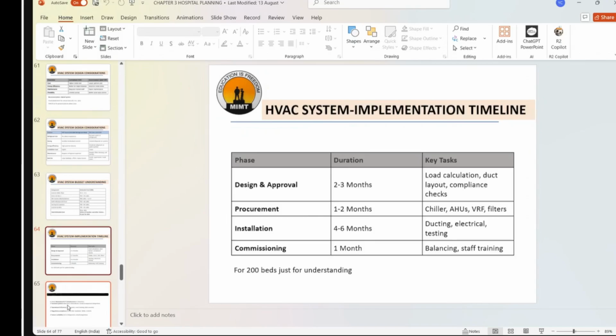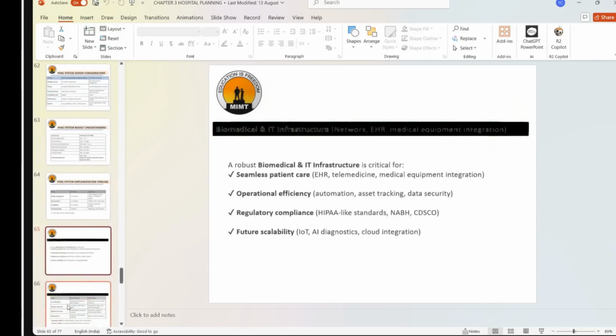So if you calculate all these months in total, it takes approximately 1 year, or 8 to 10 months. You can say within 8 to 10 months or 12 months, you can establish this system. So based upon this rough calculation of the time, you can start planning when you have to start the procurement or the designing part of this HVAC system. The purpose of this HVAC system is only that.